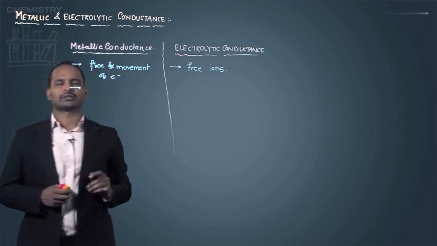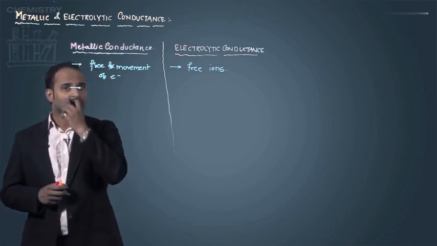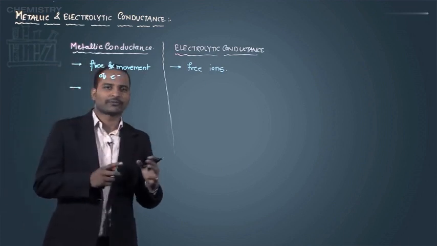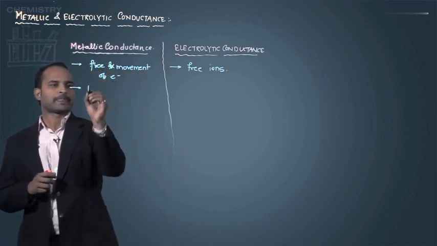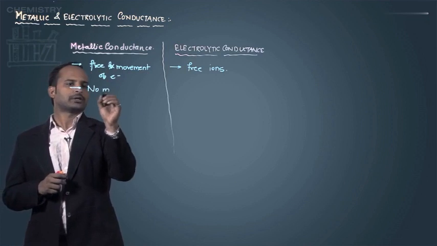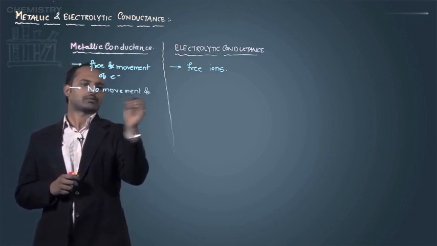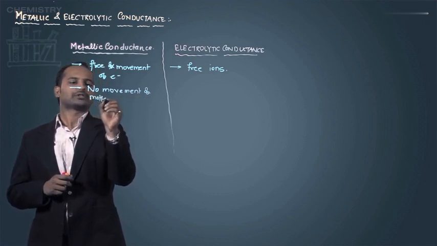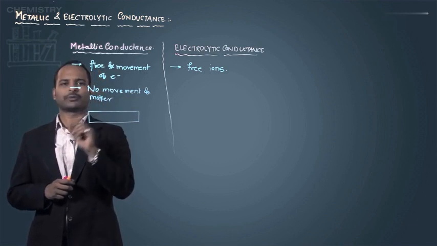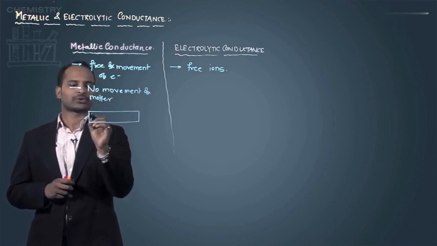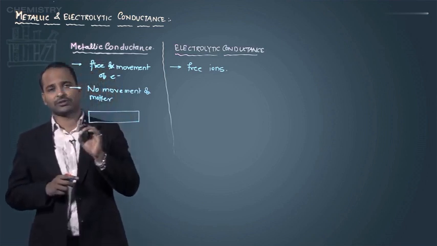Then the second point: in case of metallic conductance, when there is a flow of electricity, there is no movement of matter. Matter does not move. For example, suppose I am passing electricity through a copper wire, which contains copper ions. When the electricity passes through it, the copper ions never move here and there. There is only free electron movement.